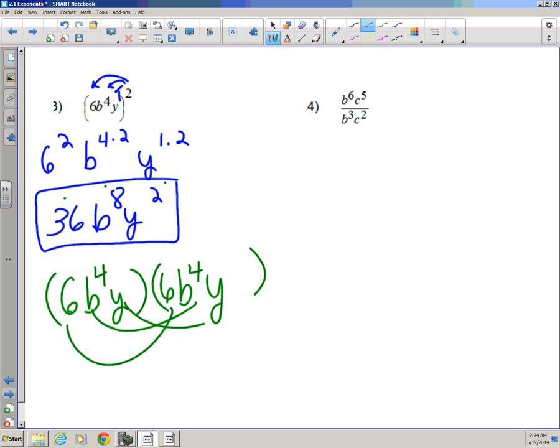Number 4, no negative exponents, but I have a fraction. I might end up with a fraction. There are more b's on top by 3. There are more c's on top by 3. I don't have a denominator. I could put a 1, but I don't need it.